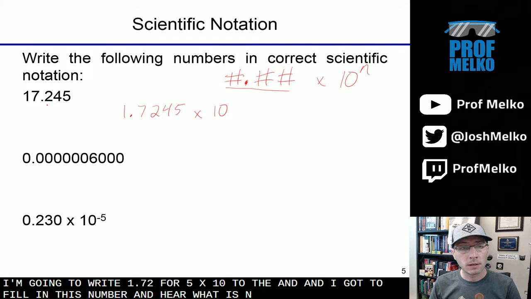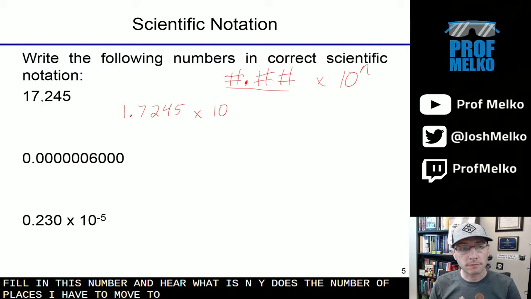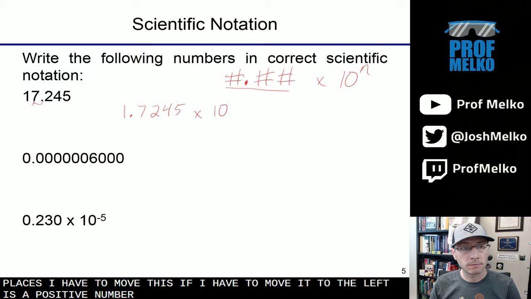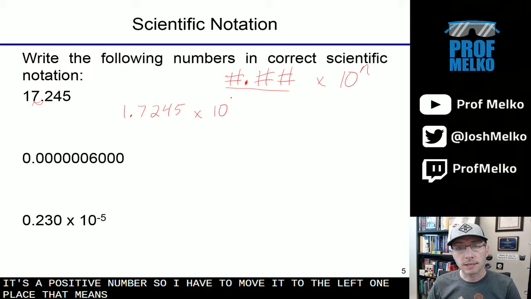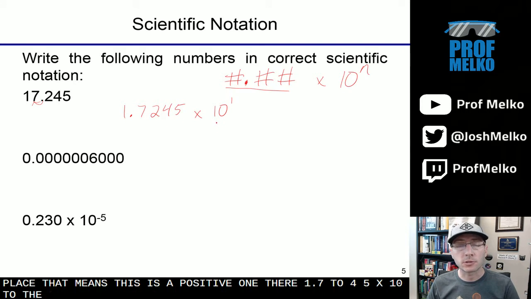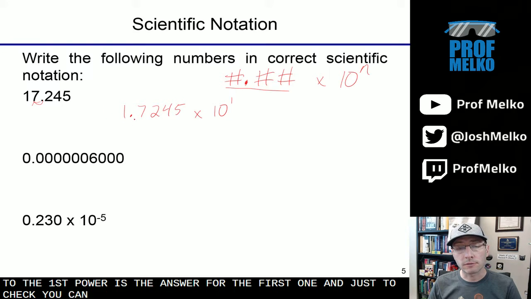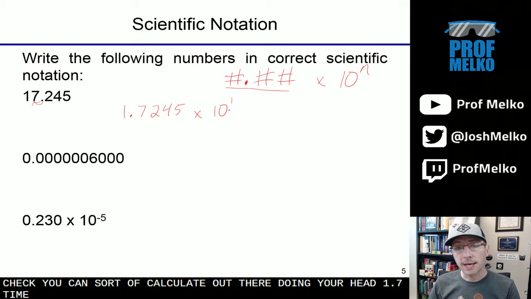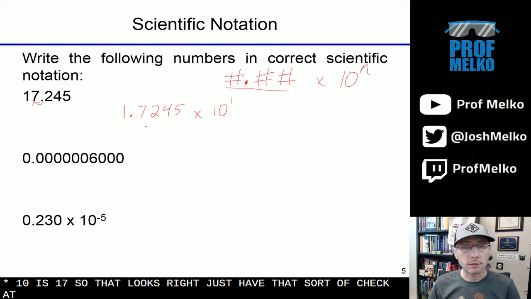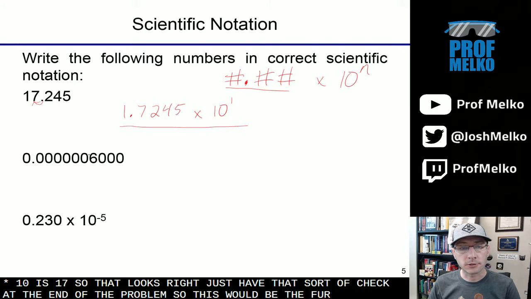What is n? Well, n is the number of places I have to move this. If I have to move it to the left, it's a positive number. So I have to move it to the left 1 place. That means this is a positive 1. So 1.7245 times 10 to the first power is the answer for the first one. And just to check, you can calculate or do in your head, 1.7 times 10 is 17, so that looks right. Just have that sort of check at the end of the problem. So this would be the first answer.